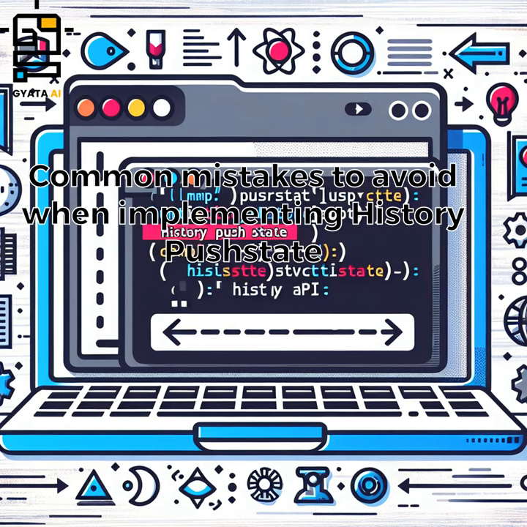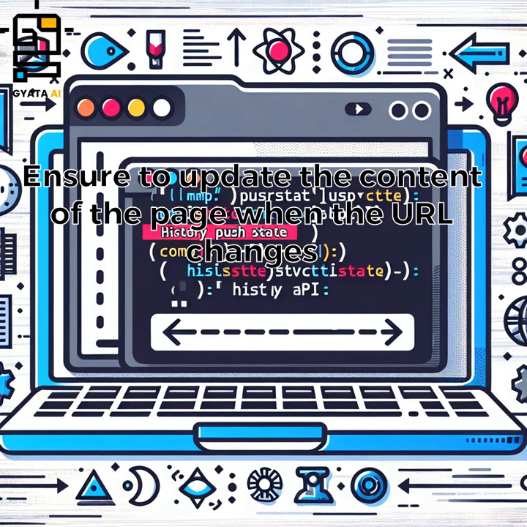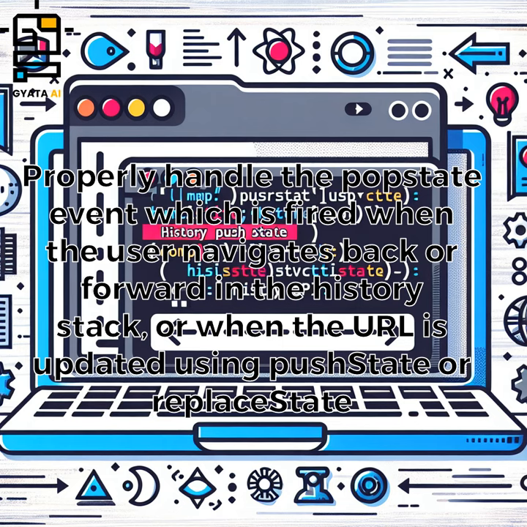Common mistakes to avoid when implementing History Pushstate. Ensure you update the content of the page when the URL changes. Properly handle the popstate event, which is fired when the user navigates back or forward in the history stack, or when the URL is updated using pushState or replaceState.